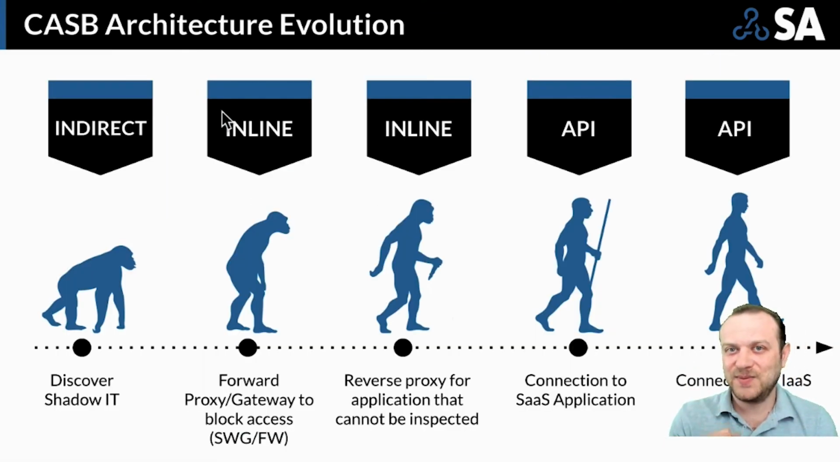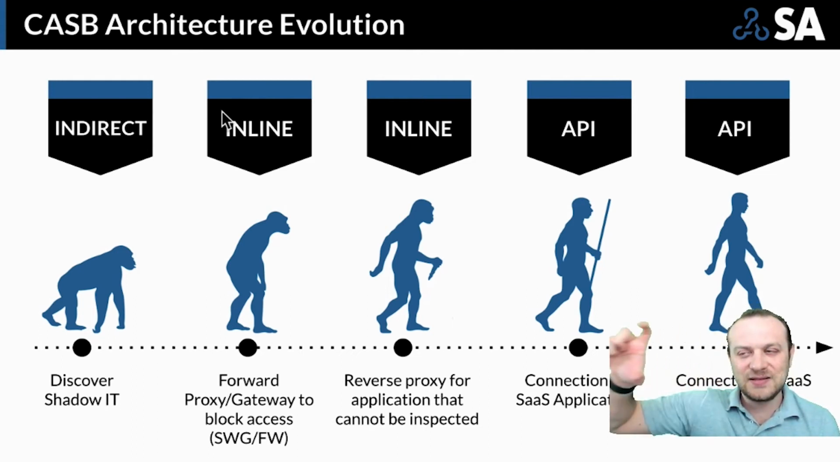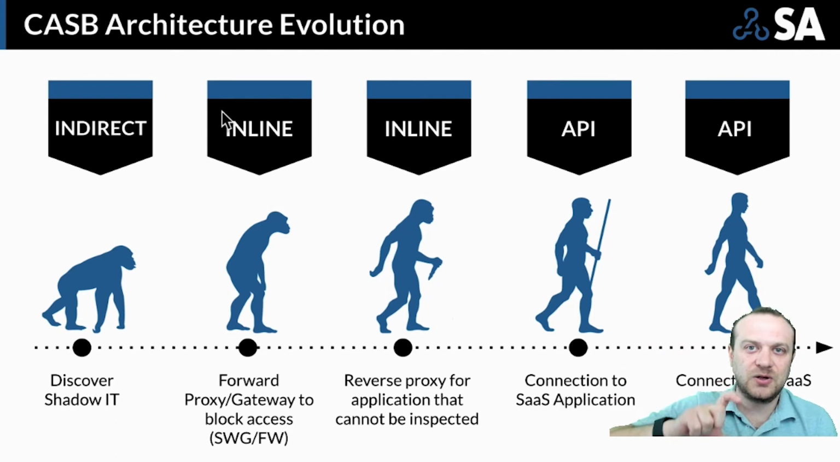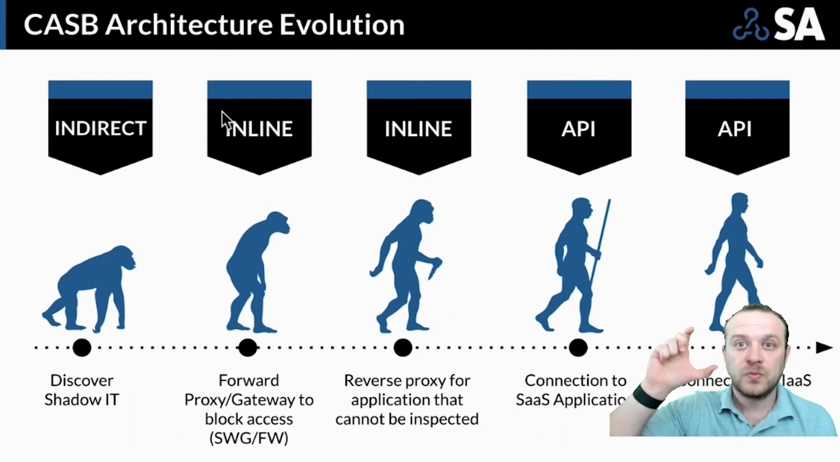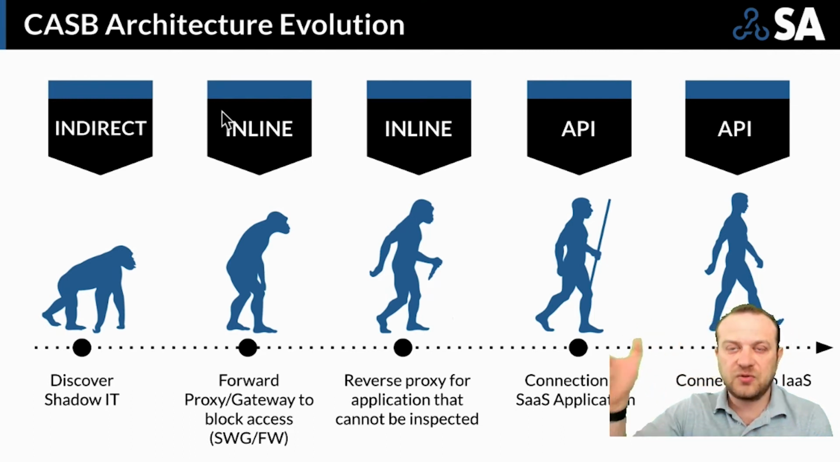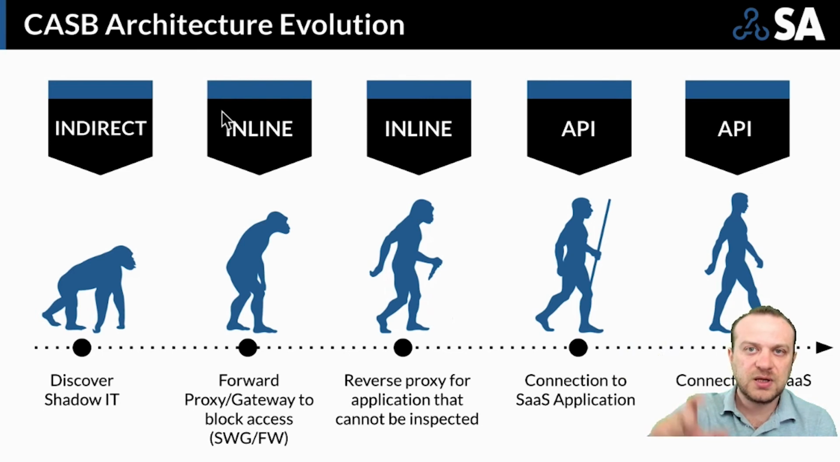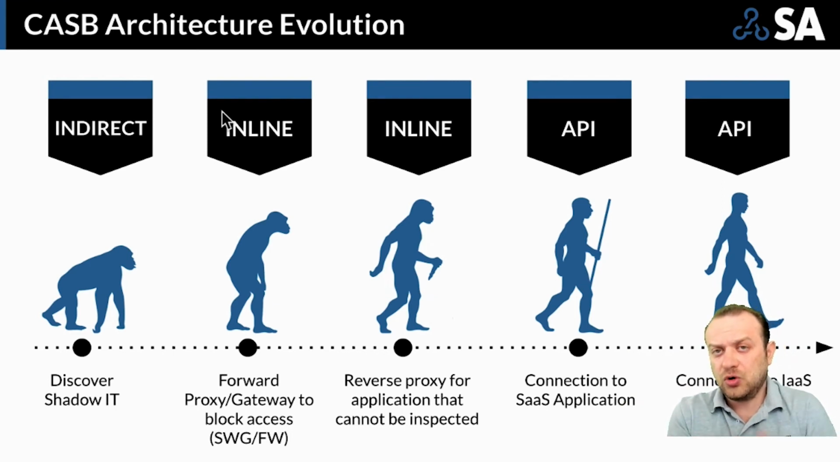Let's go talk about CASB. CASB is a very, very interesting topic because there were a couple of phases in CASB. When CASB started, the main idea was to take logs from firewalls and secure web gateways, analyze the logs, and tell you about shadow IT. Very quickly, people wanted more, not just to know what to block; in some cases, with API connectivity, they wanted to actually block it.